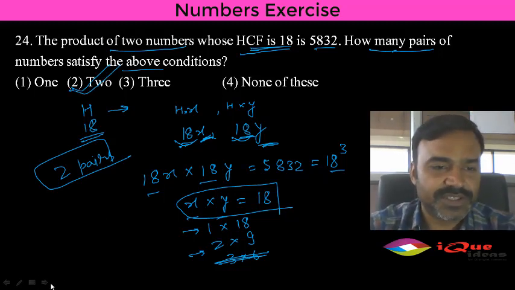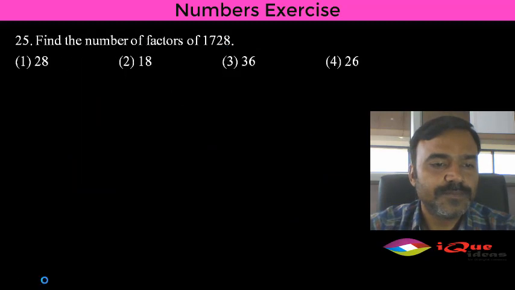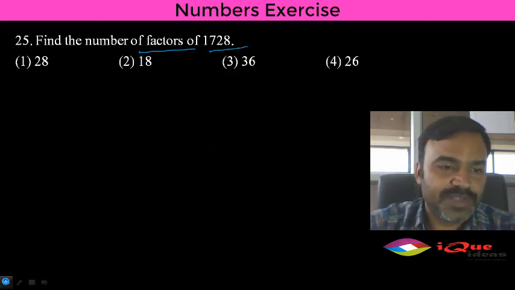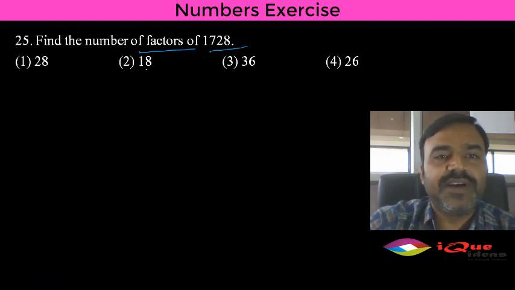Okay, let's take up the next question now. It says find the number of factors of 1728, right? This is a straightforward question. There is a direct formula that we have done.